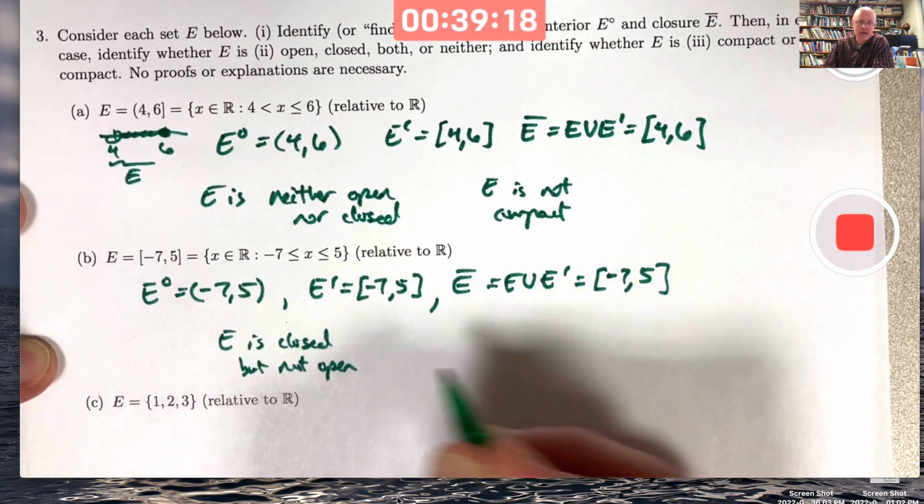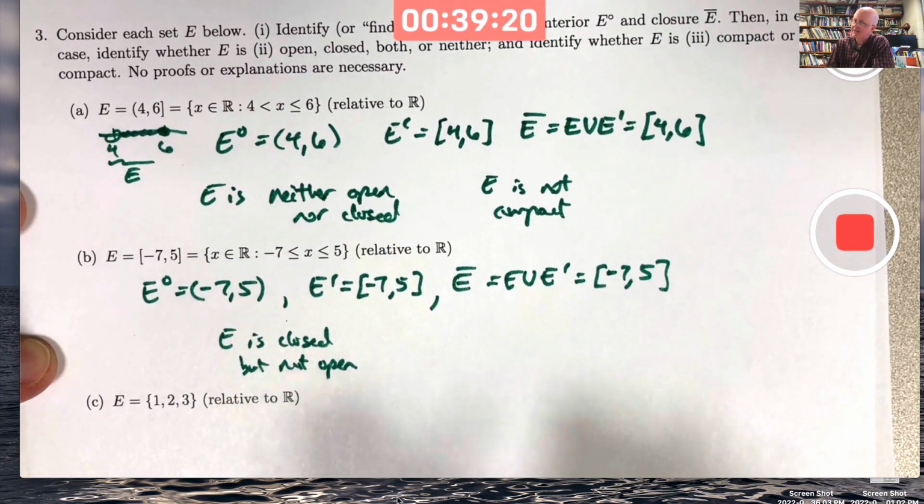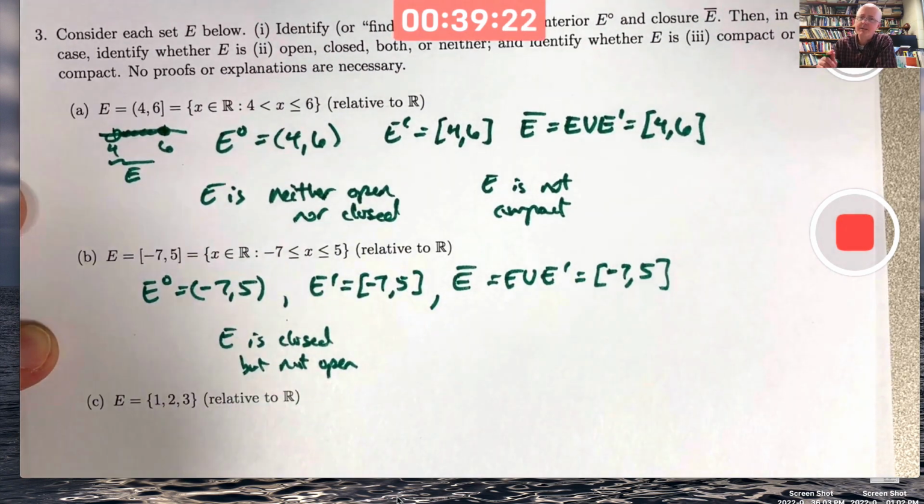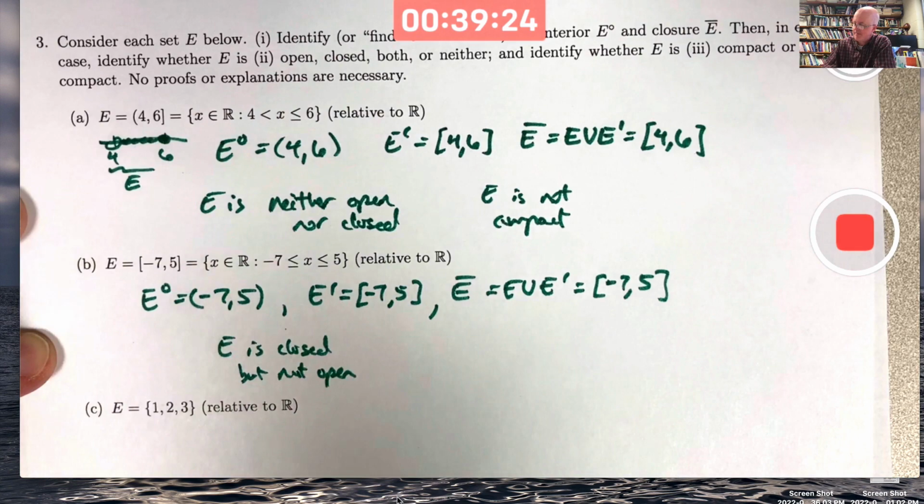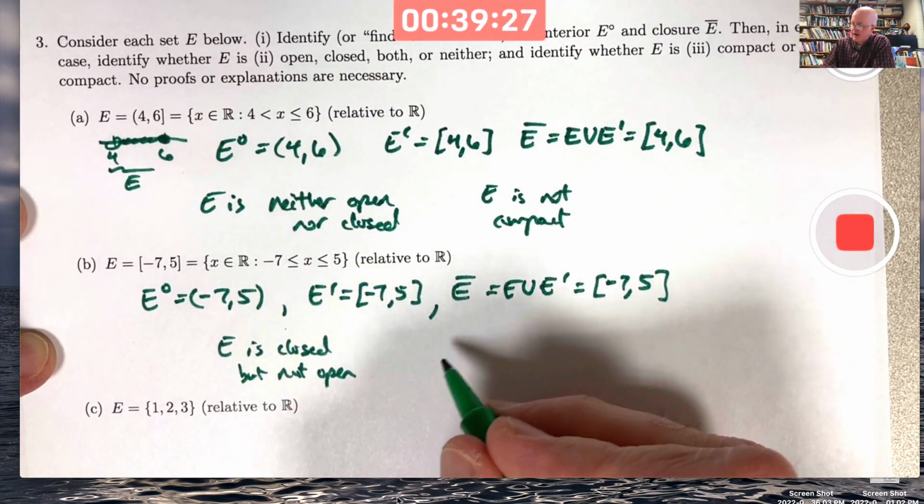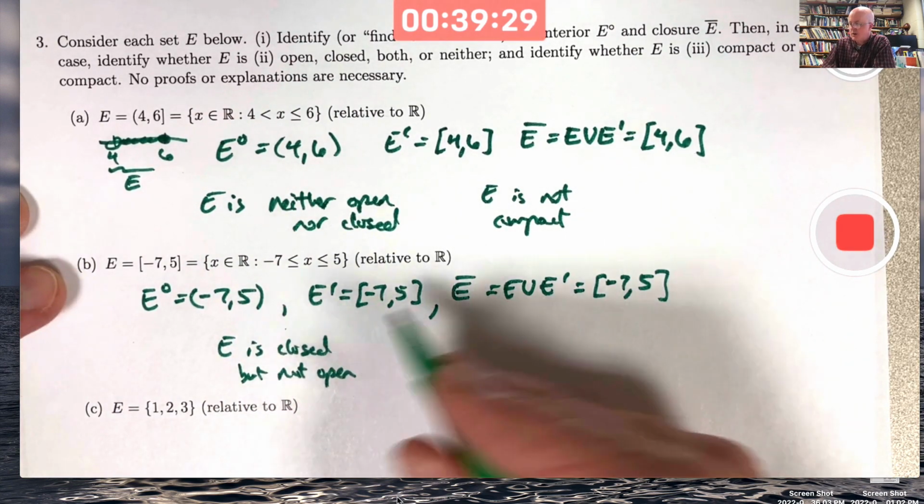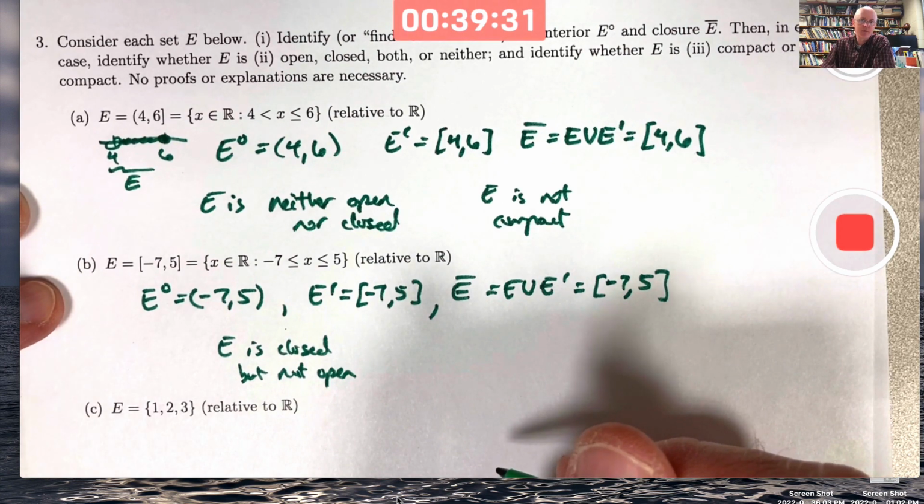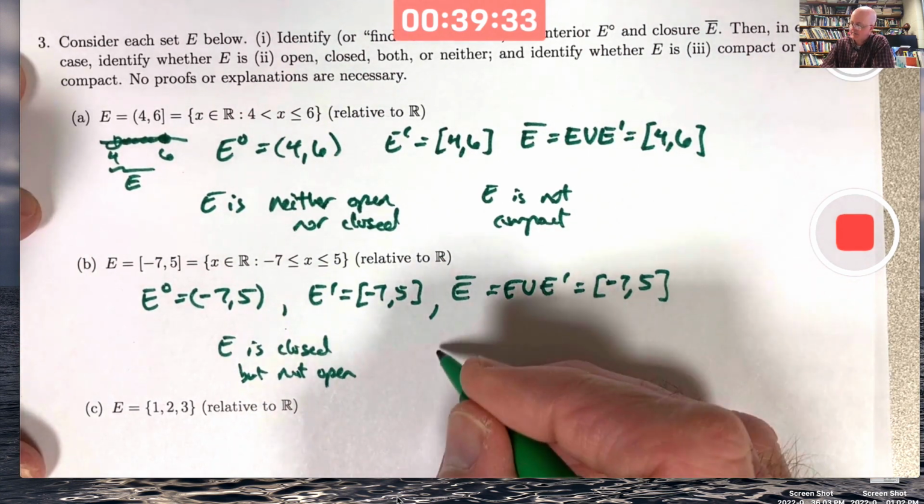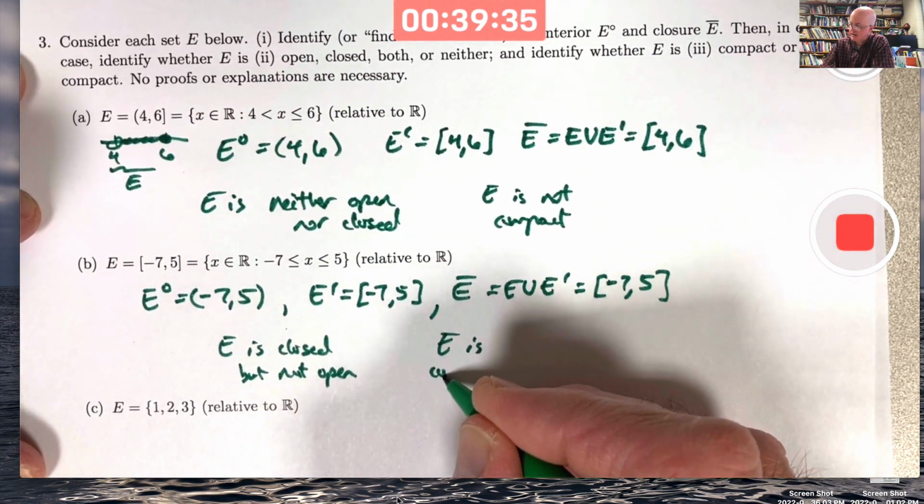Is it okay to just say closed? Well, you really should say closed but not open, because there are some sets that are both. We will get to that. It is closed. It's also bounded. Therefore, by the Heine-Borel theorem, it's compact. E is compact.